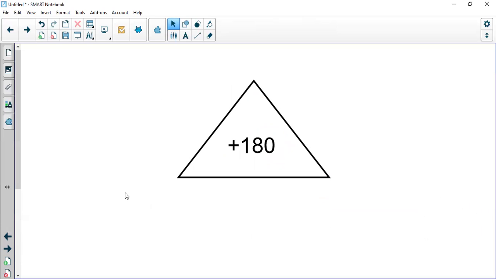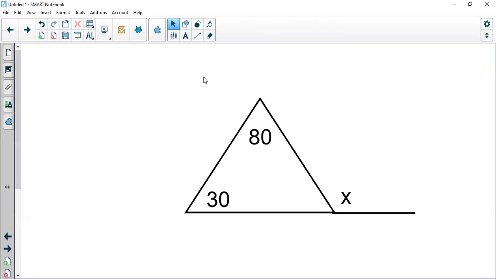Okay, another theorem to remember, that all of the angles inside of a triangle add to 180 degrees. So if you know 2 of them, then you can figure out the third one. There are some problems on your practice assessment to practice that.